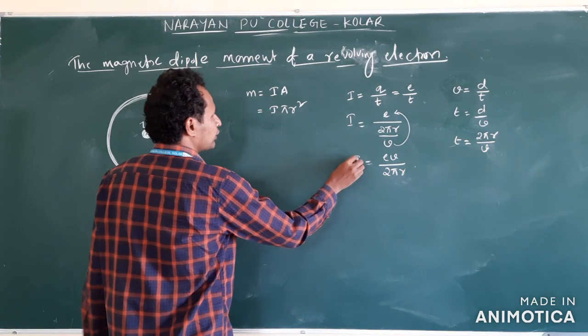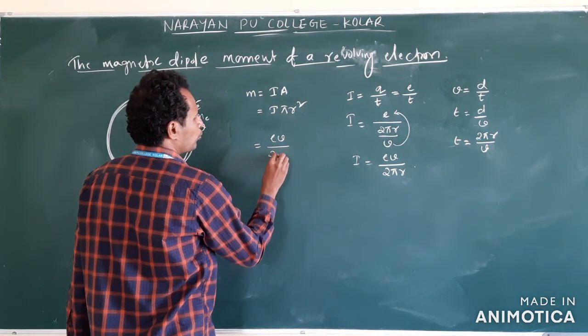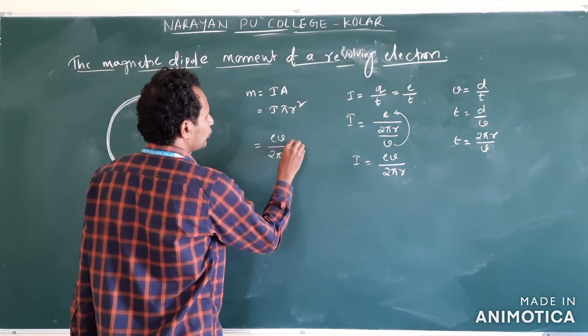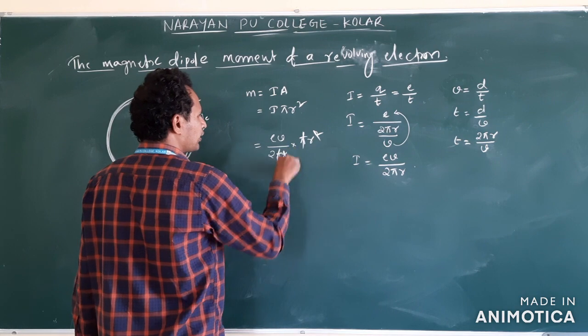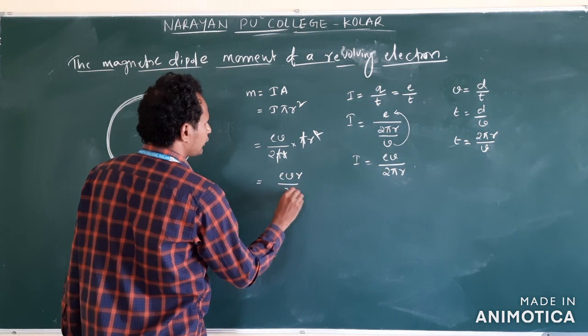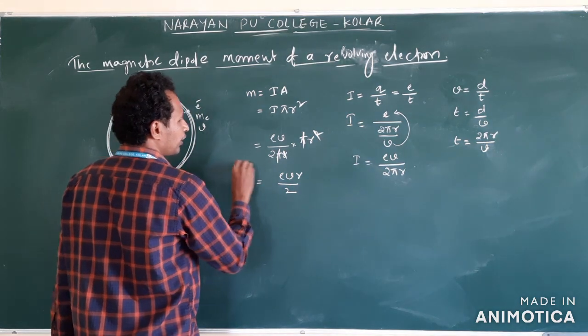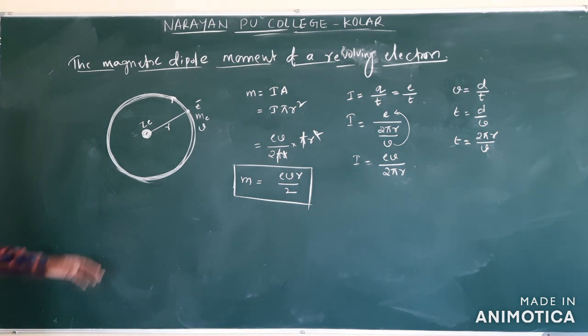Now this I we substitute here: EV by 2 pi R into pi R square. Pi cancels, one R cancels. This is EVR by 2, the magnetic moment of the electron in a fixed orbit. Clear?